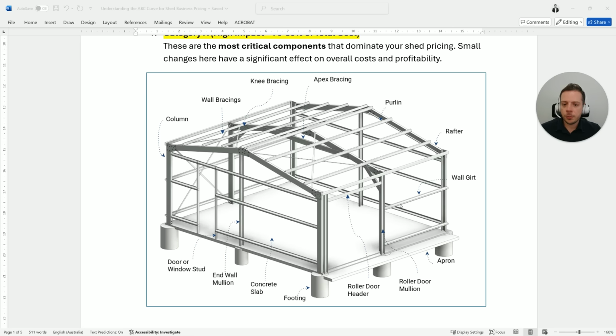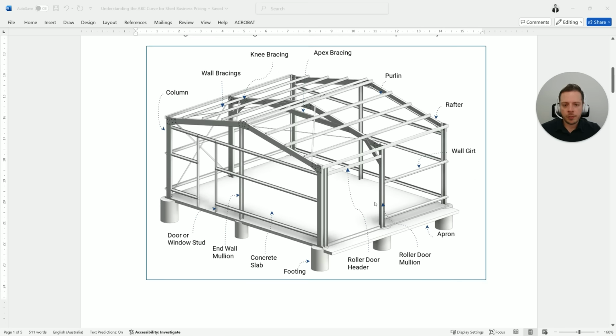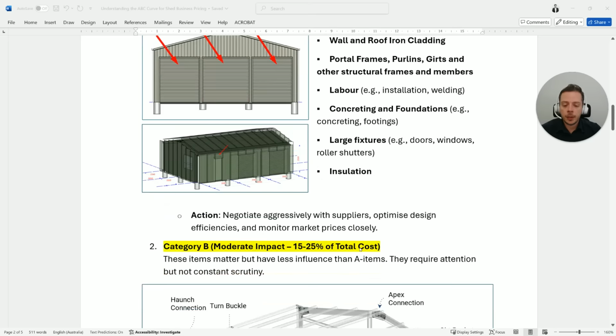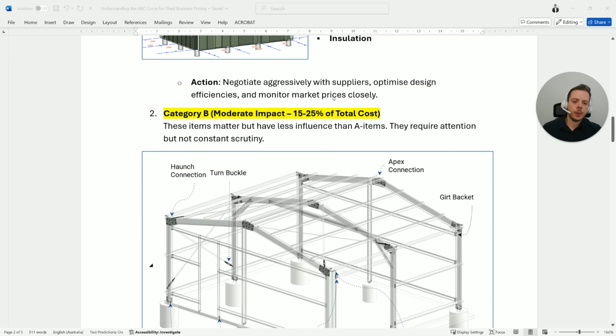So some examples of what you need to worry about here: obviously erection and concrete, concreting components, wall girts, rafters, purlins, apex, bracing, knee bracing, wall bracing, columns. So this is actually wall bracing, not much, but these are the items that will have a bigger impact for you. And also wall and roof cladding, the larger opening components such as sliding panels if you're fabricating them or purchasing from a manufacturer, or roller doors or glass doors or sliding panels. And insulation is a big one as well that can impact your pricing. Then negotiate aggressively with suppliers, optimize design efficiencies, and monitor market price closely.